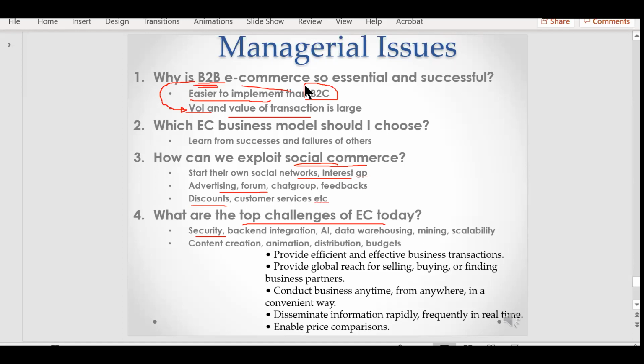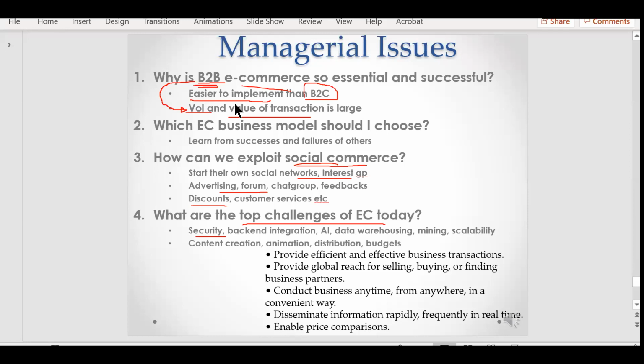Okay, so why is B2B e-commerce so essential and successful? Right? Why is B2B so important? Because it's easier to implement, okay, compared to B2C. Remember, B2C is business dealing with consumers, private individuals. But you will realize that B2B e-commerce is even bigger and huge. This is business with another business entity, usually company and company, government and government. Okay, their value of transactions is huge, humongous. So there is a lot of volume, there's a lot of transactions, and it's easier to implement.